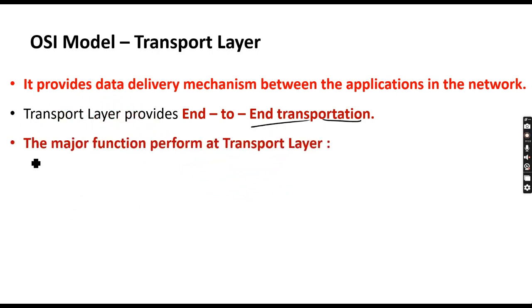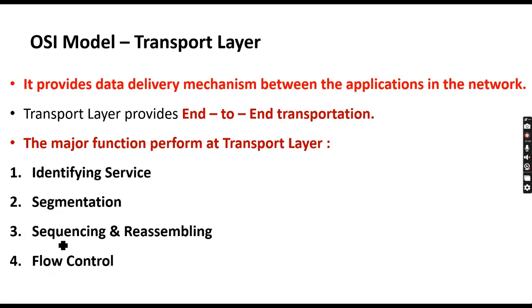Also you need to remember the major functions performed by your transport layer. Read this. First of all, identifying the services in this particular network, like whether it is a TCP service or UDP service, which is very important to identify. Then segmentation, sequencing and reassembling, and also flow control. This is the job of the transport layer.